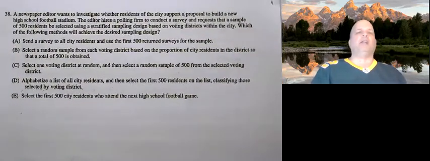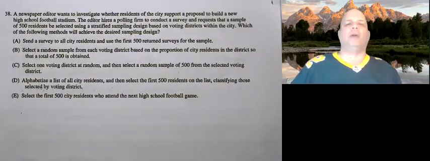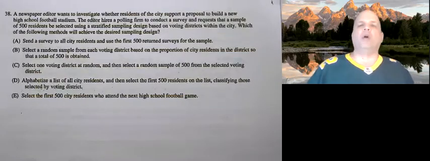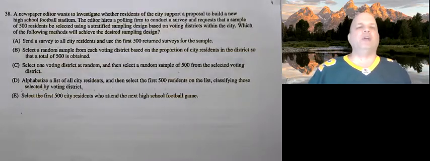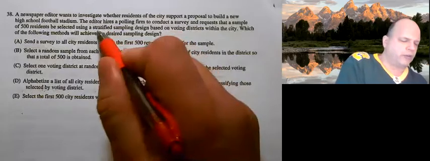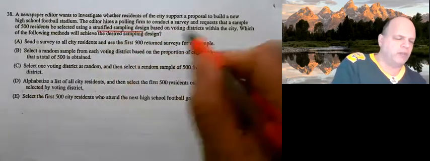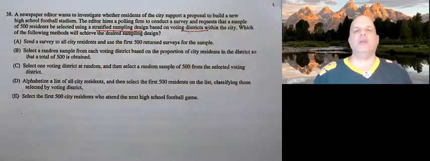A newspaper editor wants to investigate whether residents of the city support a proposal to build a new high school football stadium. The editor hires a polling firm to conduct a survey and requests that a sample of 500 residents be used, using a stratified sampling based on voting district within the group.